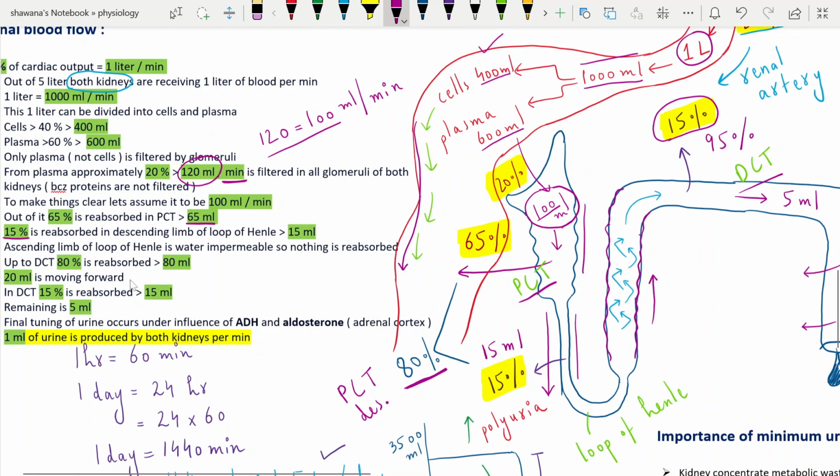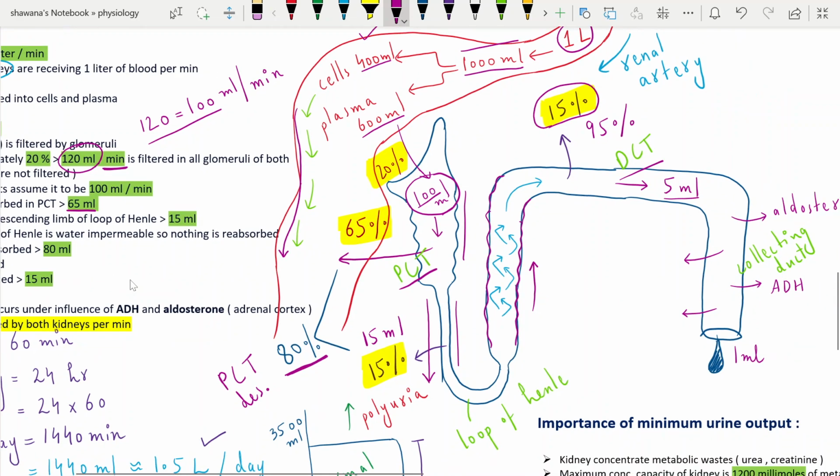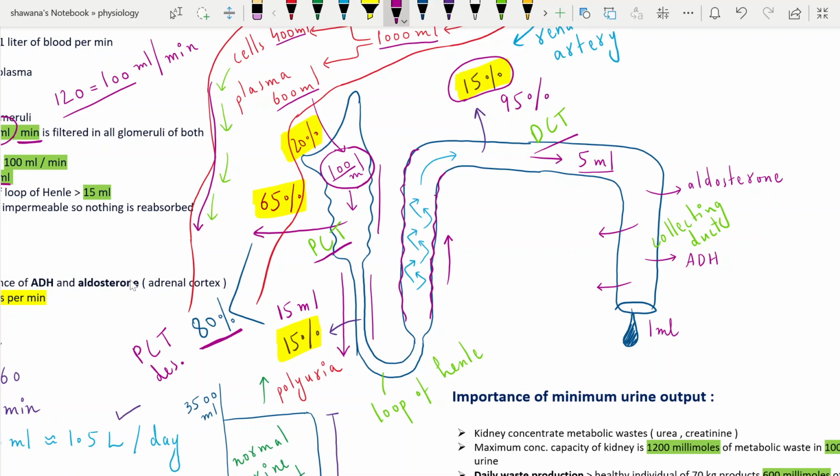Okay, so what is remaining? It is approximately 5 ml. 5 ml is moving forward and the fine tuning occurs in the collecting ducts. Collecting ducts are influenced by hormones like antidiuretic hormone, vasopressin and aldosterone. Aldosterone is produced by the adrenal cortex, and under the influence of both these hormones, the 5 ml is tuned and the water is reabsorbed depending on the need of the body or the metabolism occurring inside the body.